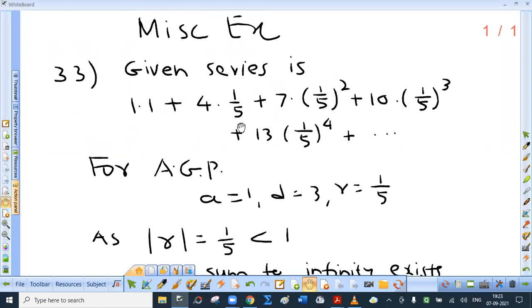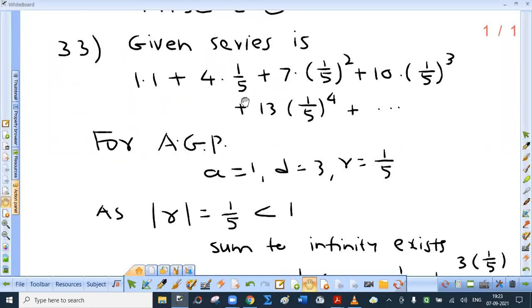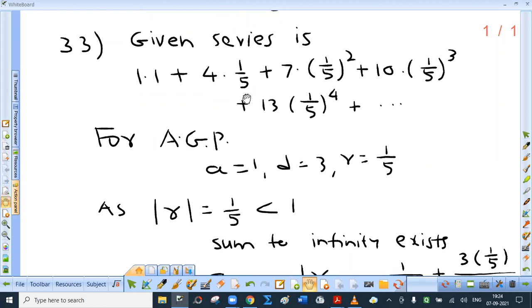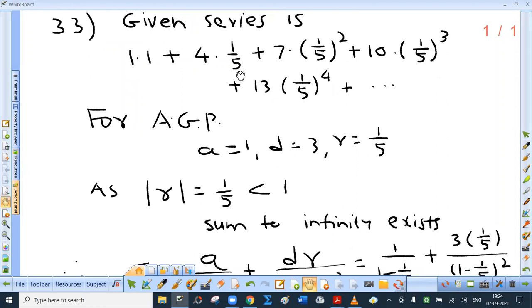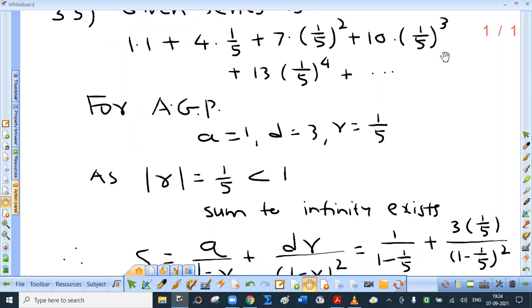Now miscellaneous exercise sum number 33. Find the sum of infinite terms of 1 plus 4 by 5 plus 7 by 25 plus 10 by 125 plus 13 by 625. Can I write the terms in this series as 1 into 1 (this is not a decimal point) plus 4 into 1 by 5 plus 7 into square of 1 by 5 plus 10 into cube of 1 by 5 plus 13 into fourth power of 1 by 5. Clearly this is AGP, arithmetico-geometric progression.